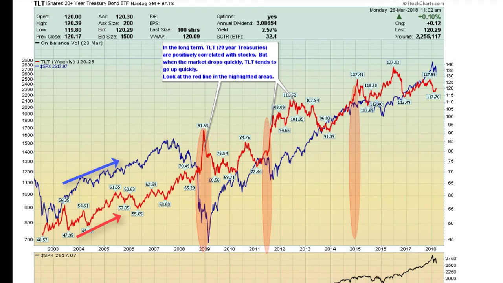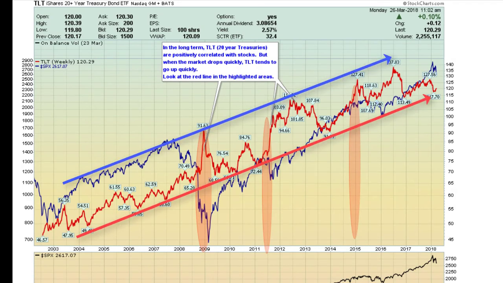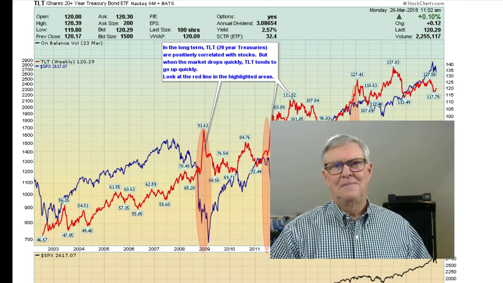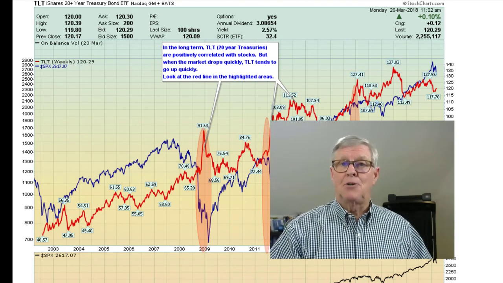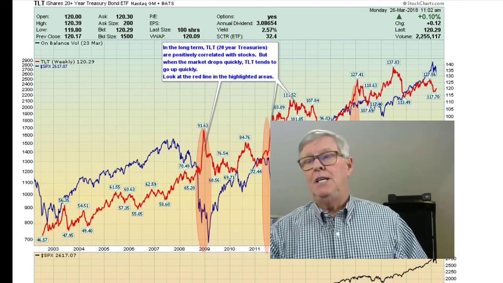On the other hand, the bond ETF tracks positively with the stock market over a longer period of time. And this creates the opportunity for you to benefit from that knowledge. So from this example, you can see that it's possible to craft a trade using the 20-year U.S. Treasury ETF TLT.